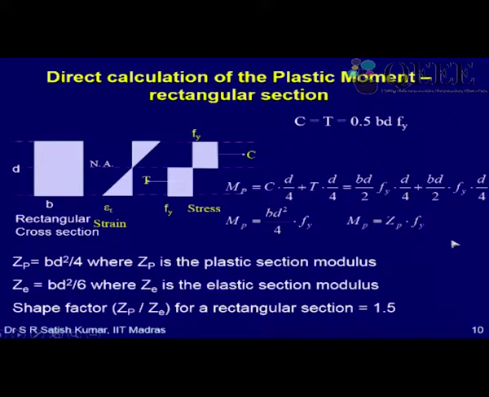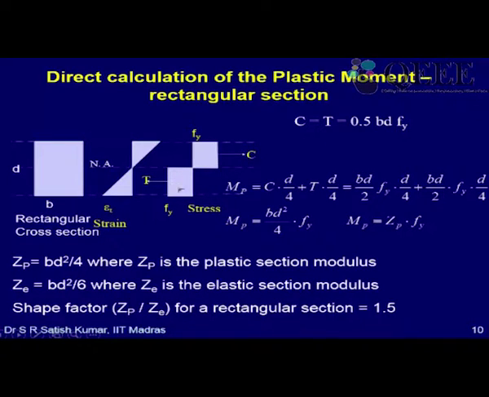Now let's look at how to calculate directly the plastic moment for a rectangular section. As I said, you have a section of depth D and width B, and this is the strain distribution at failure, that is at plastic hinge formation. This is the stress distribution at failure. So we know that C or T is equal to B into D by 2, that is my area, into Fy.